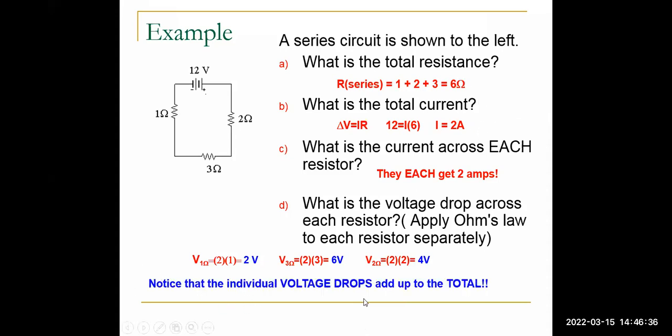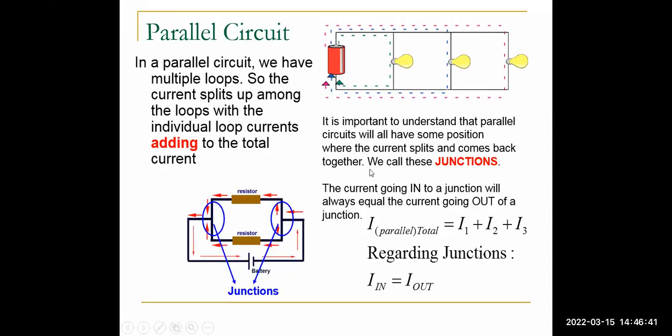Notice that each individual voltage drop adds up to the total. So we checked that earlier. Now this is for parallel. In a parallel circuit, we have multiple loops, so the current splits up among the loops, with the individual loop currents adding to the total current. A parallel circuit will also have positions where the current splits and where the currents bump together. We call this a junction. The current going into the junction will always equal the current going out of the junction.